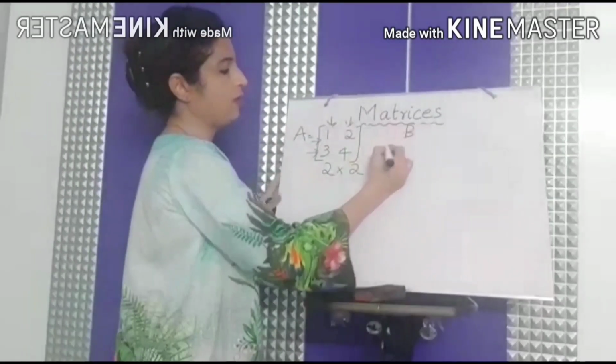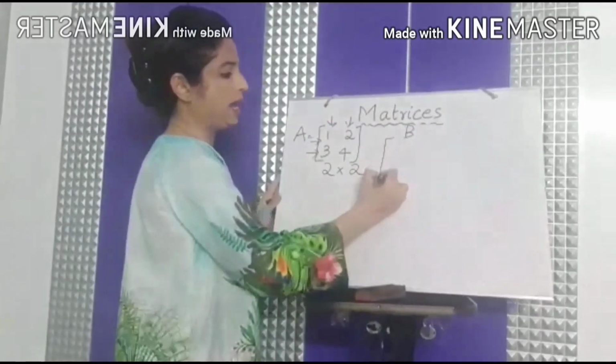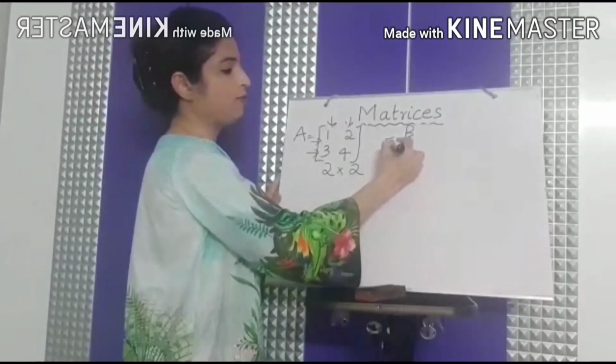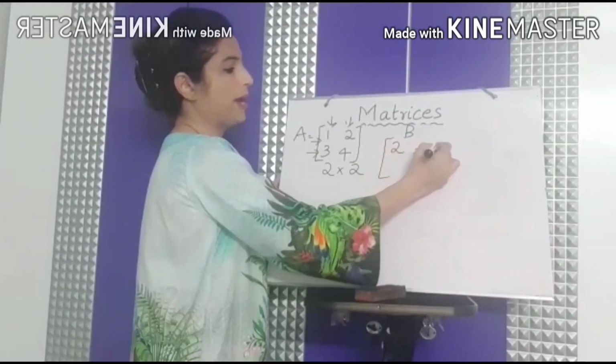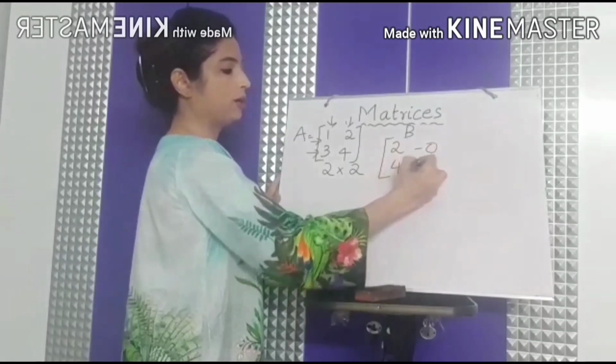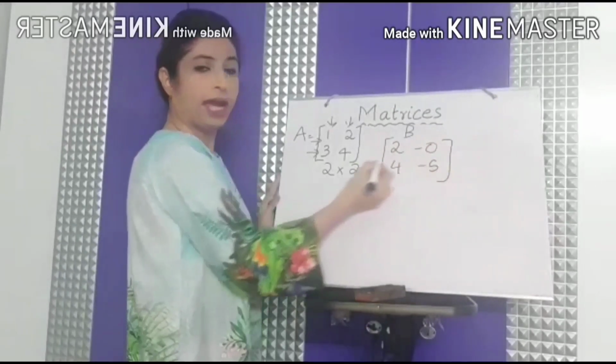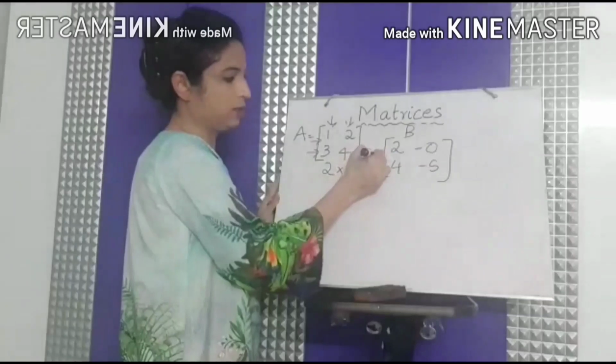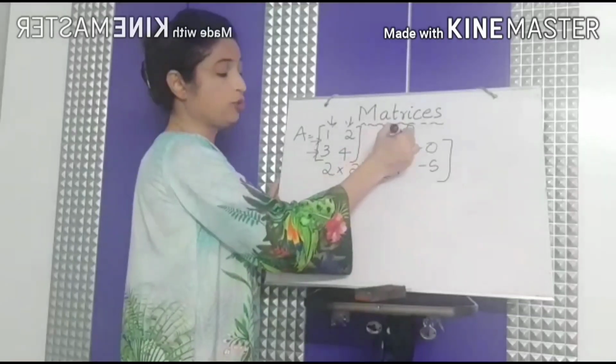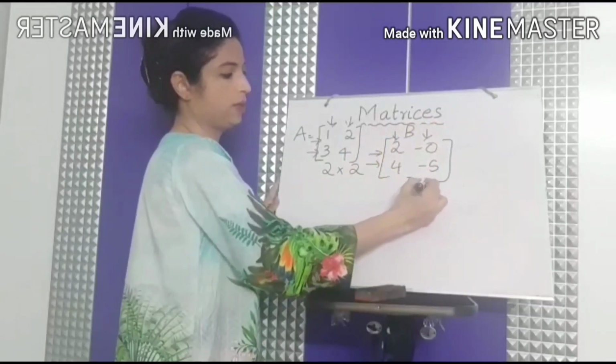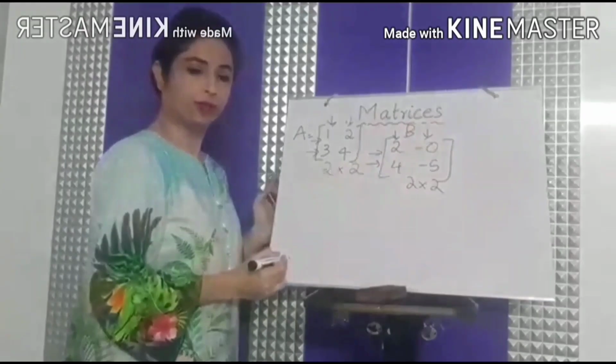Let's say we have another matrix and it has again 4 elements: 2, 0, minus 4, minus 5. And what is the order of this matrix? 2 rows, 2 columns, so 2 by 2.